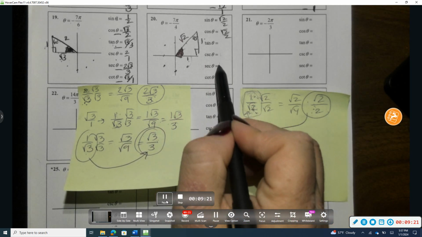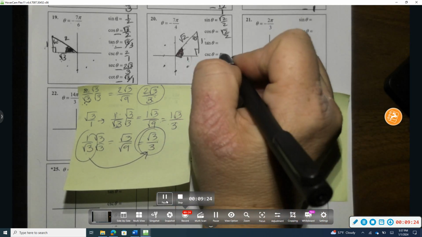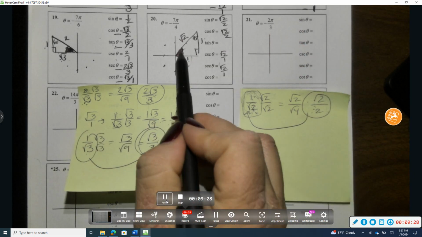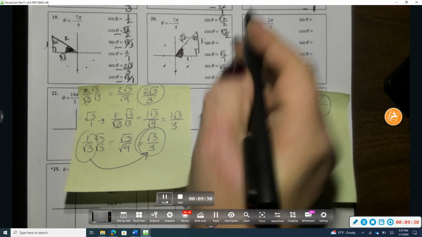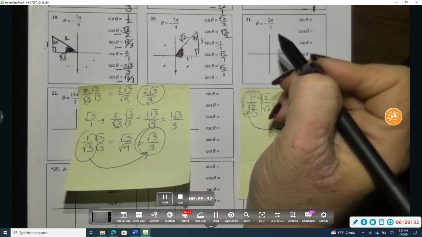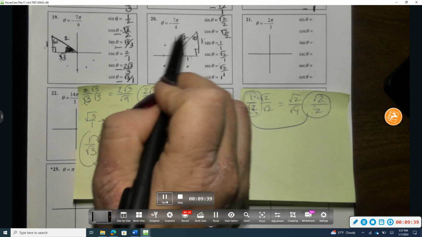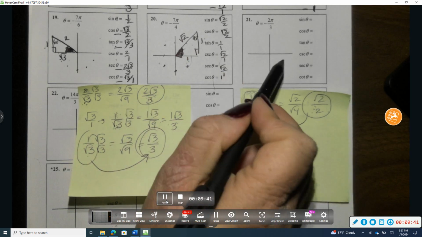Now, 1 over the square root of 2 was the correct ratio. So when I find the reciprocals, I'm going to flip it to give us the square root of 2 over 1, or simply the square root of 2. Tangent here will be 1 over 1 because it's opposite over adjacent. That's simply 1. And the cotangent then is simply 1 as well. Now, this is in quadrant 1, all-star trig class, everything is positive.